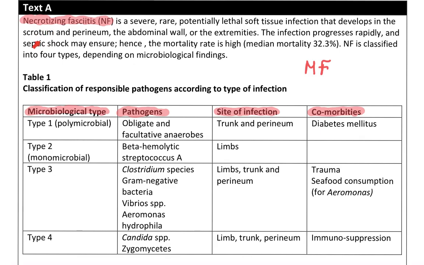All right, so the first text, A, is about necrotizing fasciitis. This is just a continuation, so I will not do too much explanation. We know it is infection. Therefore, we label the text as NF or infection, okay? It has microbiological type, pathogens, site of infection, comorbidities. Refer to the previous videos for better explanations.